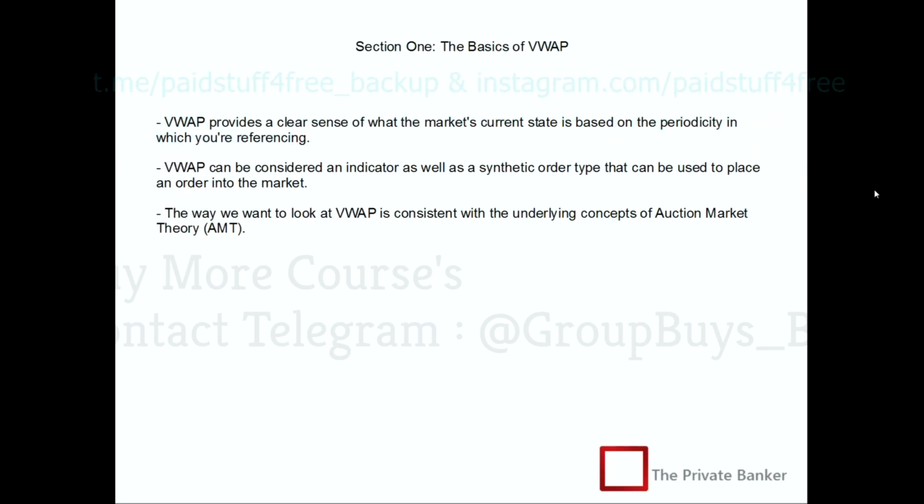So in the first section, the basics of VWAP. VWAP provides a clear sense of the market's current state, which is based on the periodicity we're referencing. VWAP can be considered an indicator as well as a synthetic order type that can be used to place an order in the market. And the way we want to look at VWAP is consistent with the underlying concepts of auction market theory, or the standard bell curve concept.